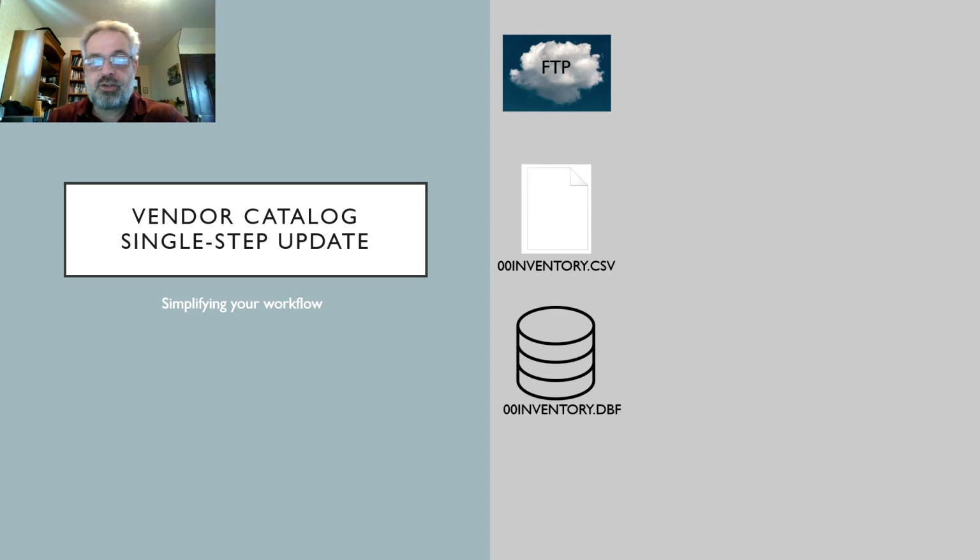That file then needs to be transformed into a database file that's compatible with EBMS. And then that database file is used to update EBMS inventory. EBMS supplies automation to download the file from FTP and to transform it into a database file. EBMS also supplies the automation to update EBMS inventory from that database file.